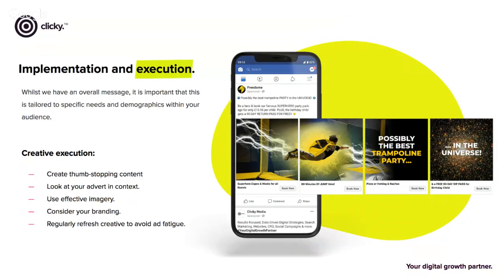So at this point, we can begin to produce the creative assets for our campaign. There's a vast amount of different advert types and specifications that we could include in our campaign. So things like video.